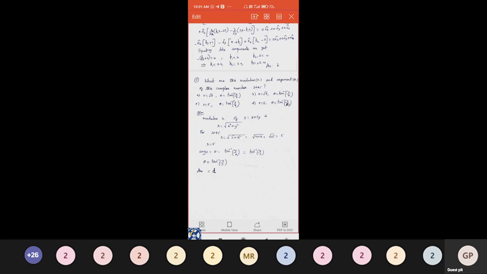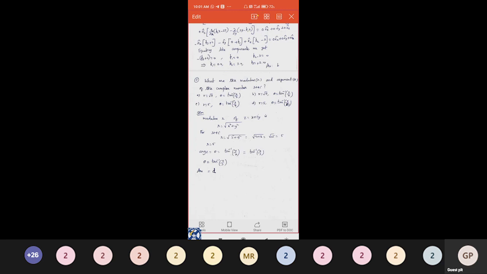So let us start with the formula for modulus and argument theta. Modulus R of any complex number z equals x plus iy is given by R equals root of x square plus y square, and argument of any complex number z equals x plus iy is given as theta equals tan inverse of y by x. Okay, let us find what is R value. So it is root of 3 square plus 4 square, which is root of 9 plus 16, which is root 25, which is 5.